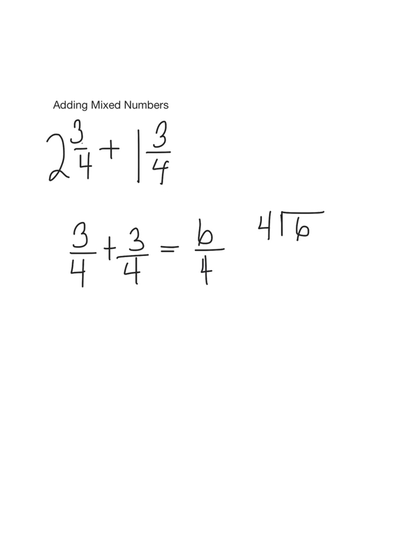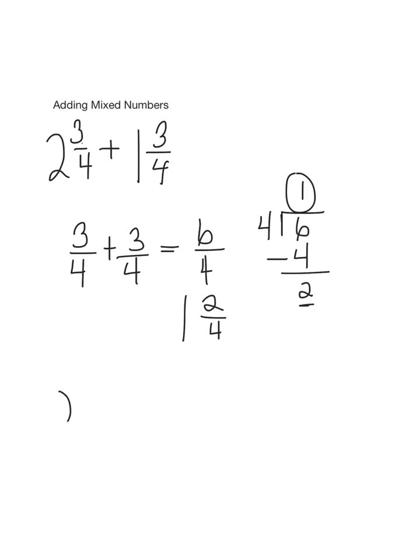I know that 4 can go into 6 one time. 1 times 4 is 4, subtract, bring down, and I end up with a mixed number of 1 and 2/4. 1 is my whole number, 2 is the numerator, it's the part that's left over in my 4, my denominator stays the same. So 6/4 is equal to 1 and 2/4.